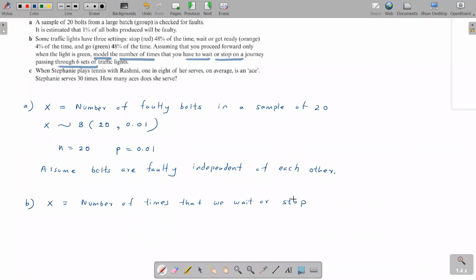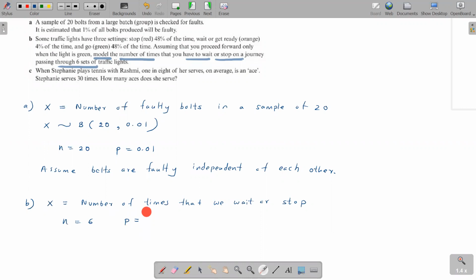Okay, the number of times that we wait or stop. Actually, through how many? Through 6 sets of traffic lights. So through 6 sets of traffic lights gives you the fixed number of trials, isn't it? So what's the n value here? N value is 6. Guys, what's the probability of success?